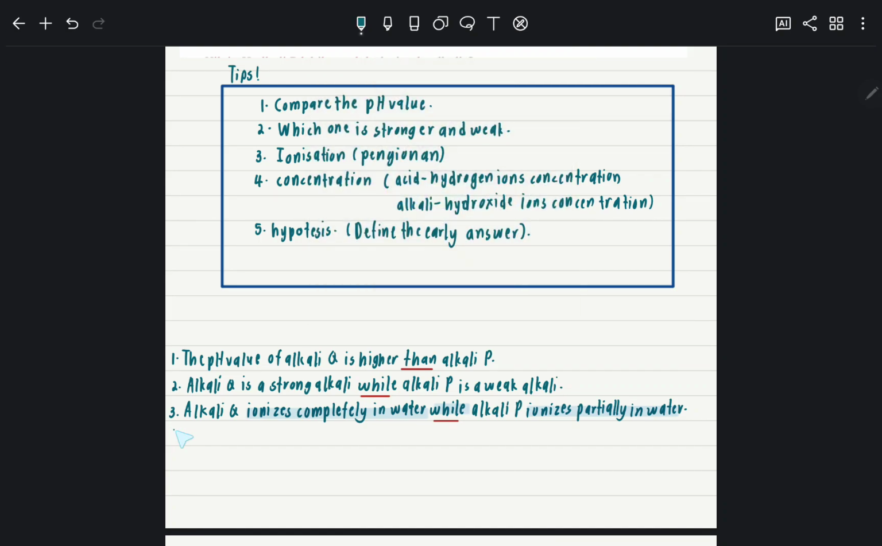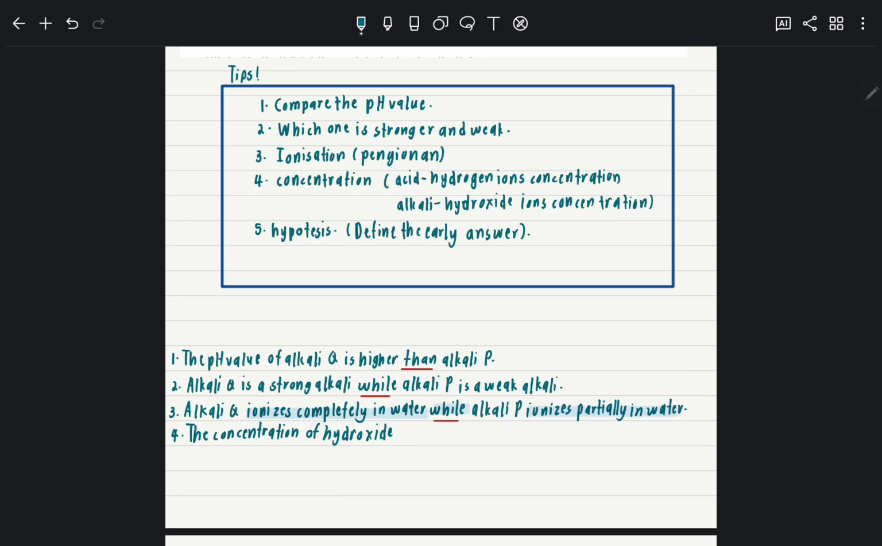Okay, and then number 4 is about the concentration. Okay, this one is about alkali. So we are going to talk about the hydroxide ions concentration. So which one's hydroxide ion concentration is higher? Of course, the strong alkali. So alkali Q. Oh, okay, wait. No need for alkali Q. We straight away go in like this. The concentration of hydroxide ion. Okay, you cannot miss this word hydroxide ion.